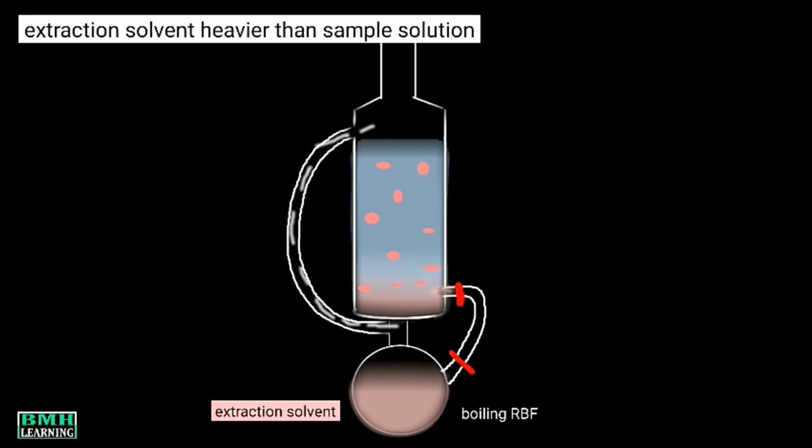So at a point when the volume of extractant rises to sufficient height, it overflows into the flask, or it returns to the flask. And the process is continued till the extraction is complete.